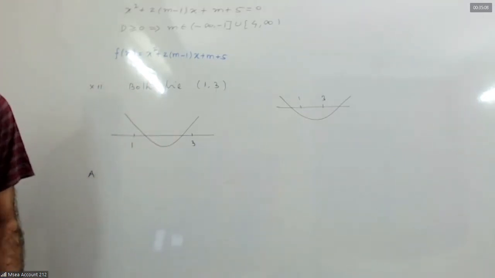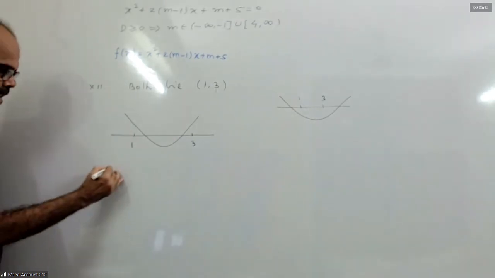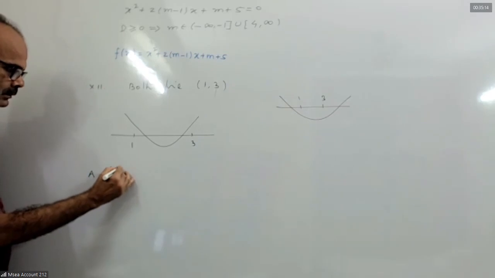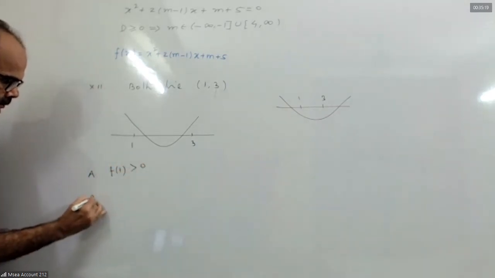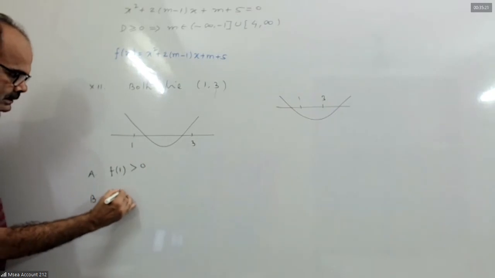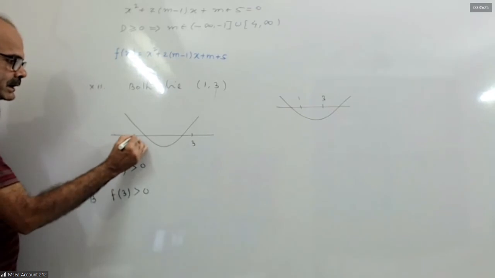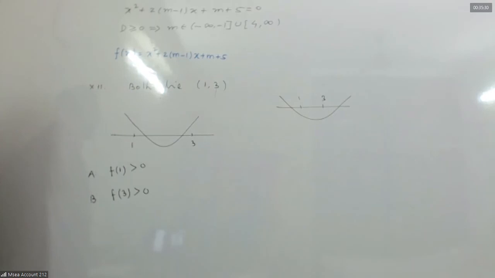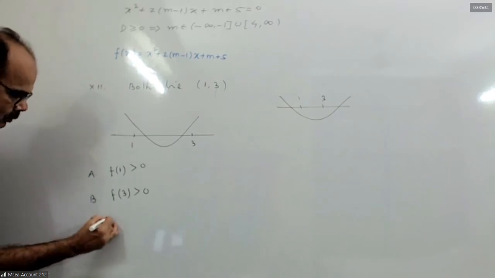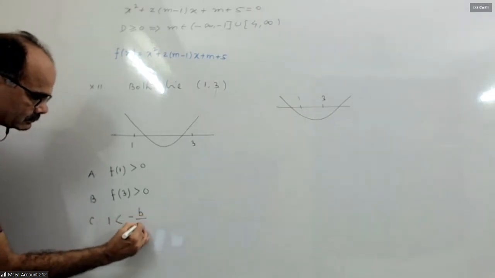1, 2, 3. So what is f1? Greater than 0. F3 also greater than 0. Now 1 is here, 3 is here. Here 1, here 3. And minus b by 2a: 1 is less than minus b by 2a is less than 3.